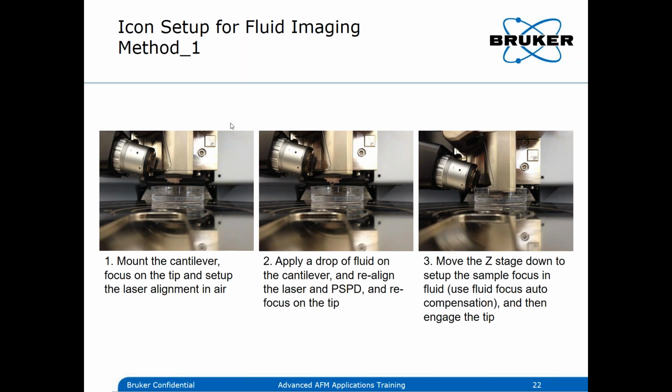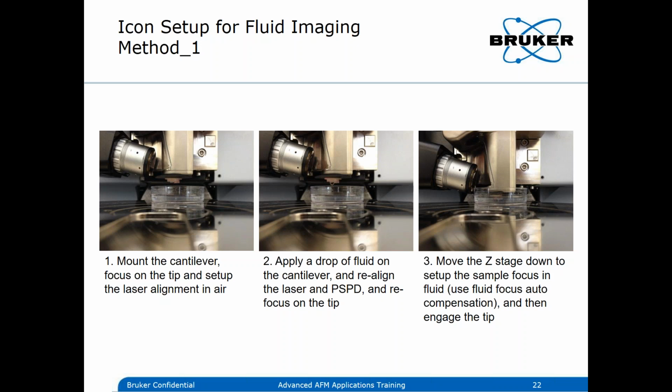Here again, some photos of that. Mount the cantilever, focus on the tip and set up the laser in air, apply a droplet of fluid again, also on the cantilever, and realign the laser and refocus on the tip. Then you move the stage down until the sample is in focus, and please use the auto compensation. Then everything should be correct, and then you can engage the tip.